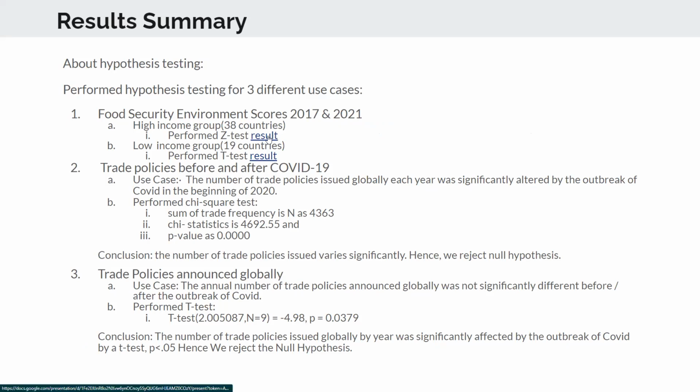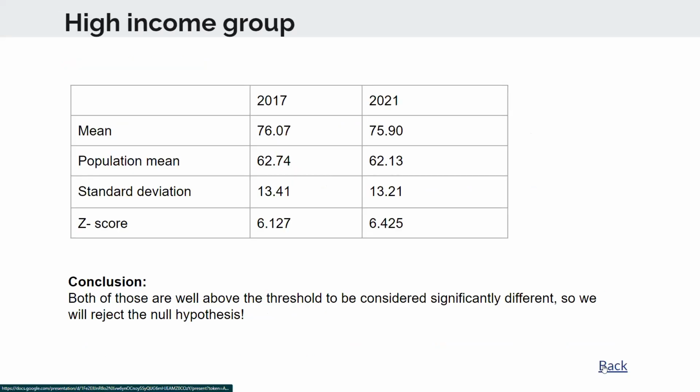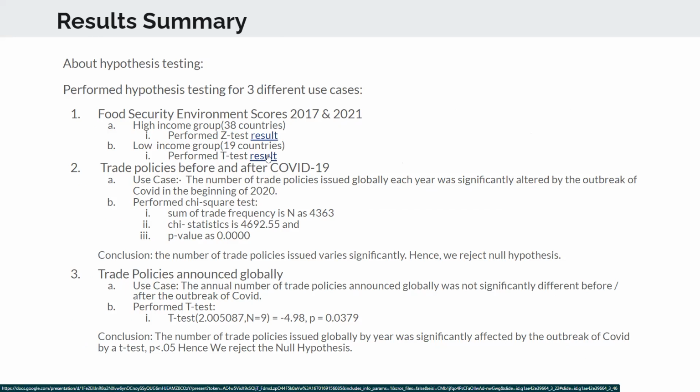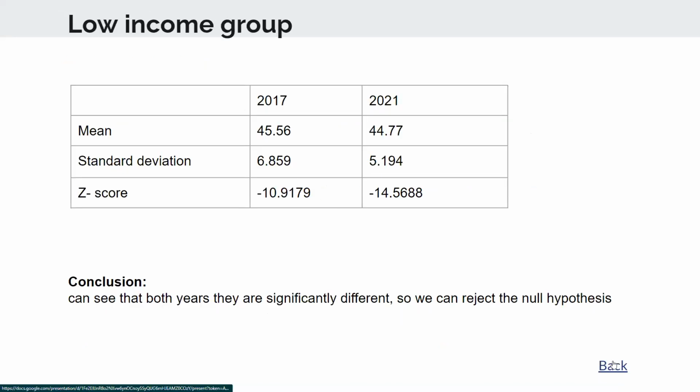So we have 3 different hypothesis tests, and the first one is on the food security environment scores. Here we have performed a z-test for the high income group, and we could see the result. The conclusion is that we have to reject the null hypothesis. And we could see the low income group, performed with the t-test, and we could conclude that we have to reject the null hypothesis.